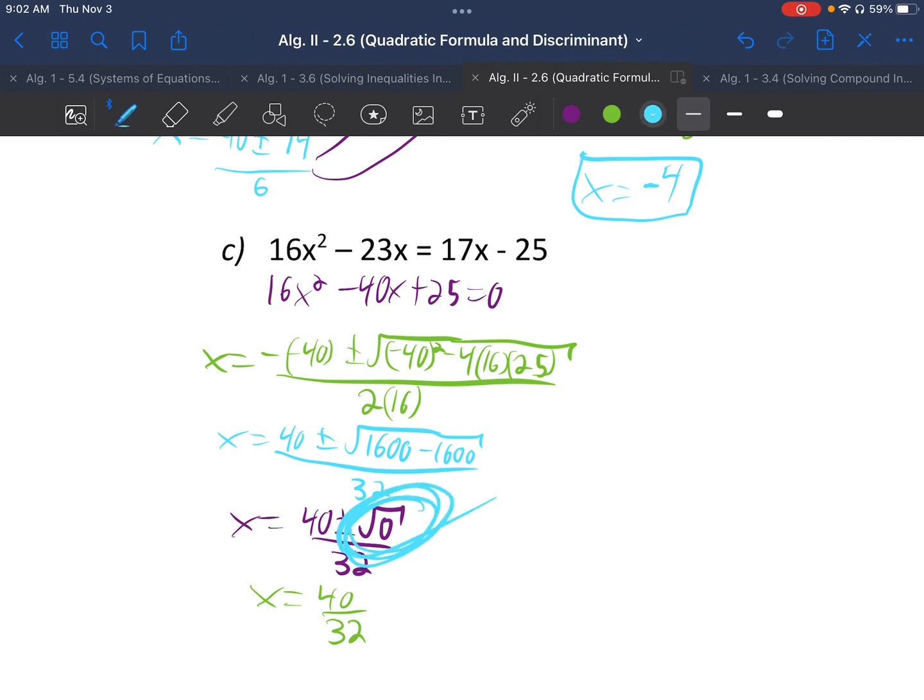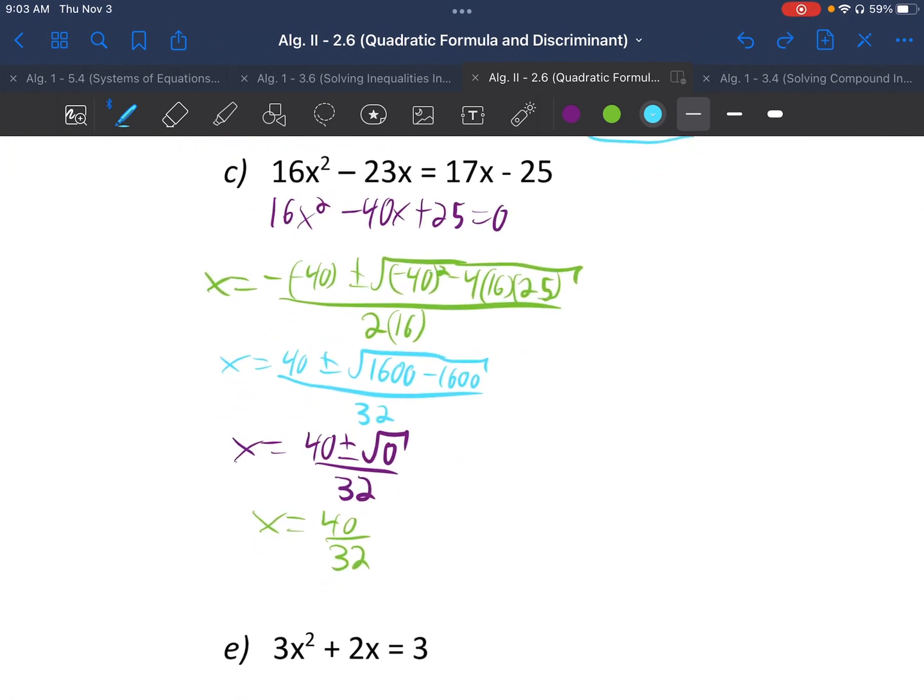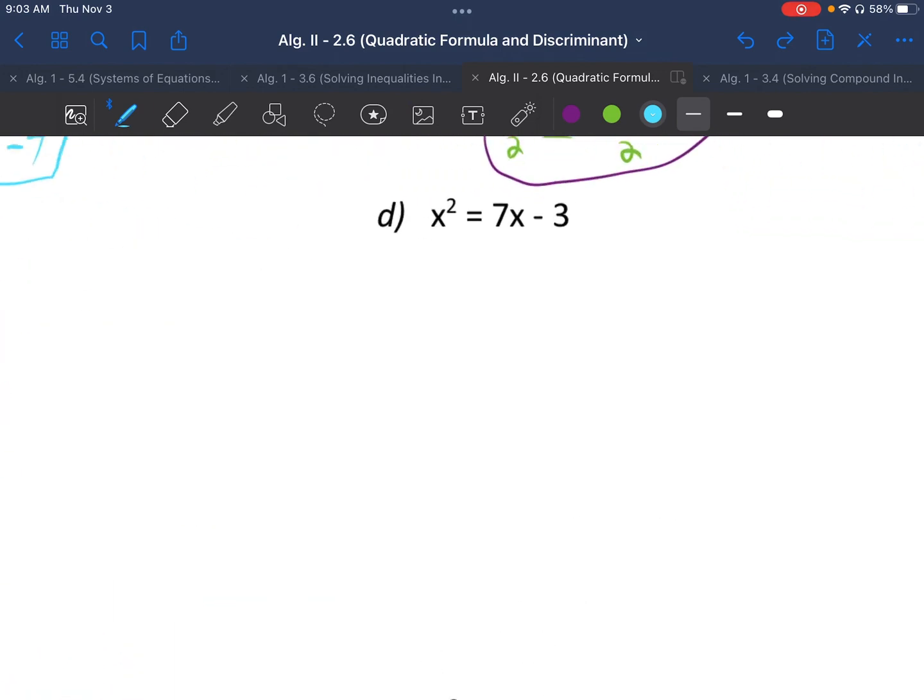And you might notice we're just going to get one answer. Well, that makes sense because our discriminant underneath the radical, b squared minus 4ac, is 0. So we say 40 over 32. Can that simplify? The answer is yes, it can. 8 goes into both numbers. 5 over 4. So we just had one answer because the discriminant was 0.